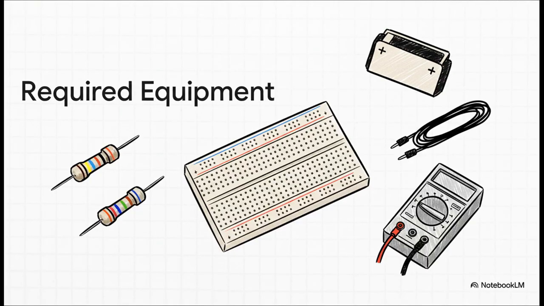So here's our essential kit. We've got our 2 resistors, the things that'll give the current a reason to split. We have a breadboard, which is basically our canvas. It lets us plug everything in without any soldering. For power, we've got a simple 9-volt supply, some cables to connect it all, and then the star of the show, the multimeter. This is the tool that's going to tell us what's actually going on inside our circuit.